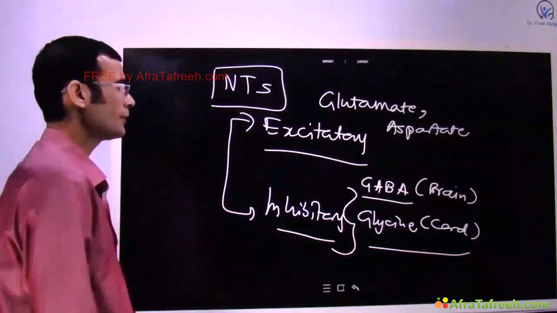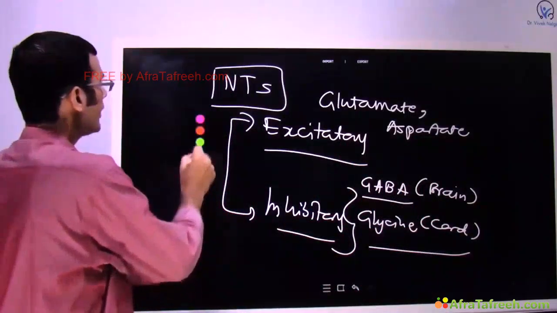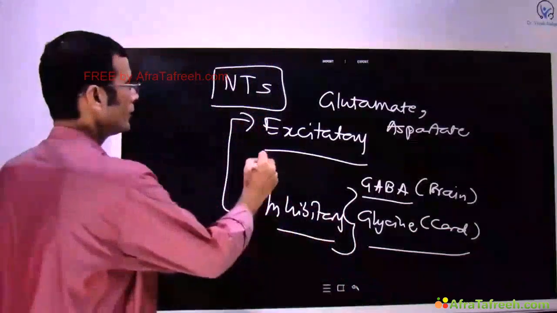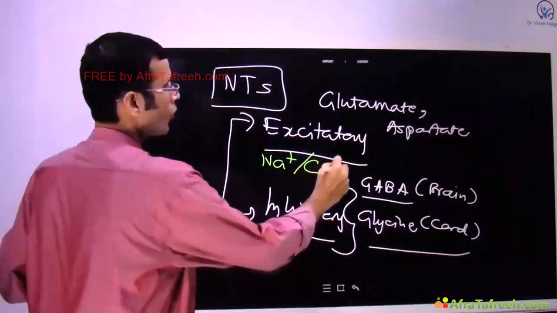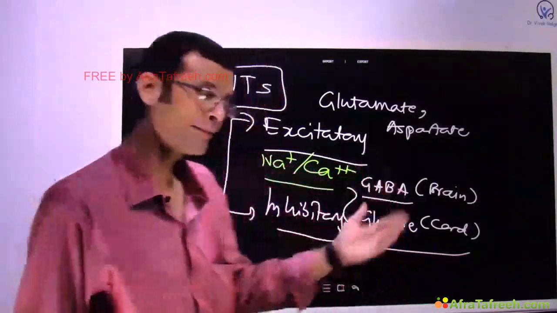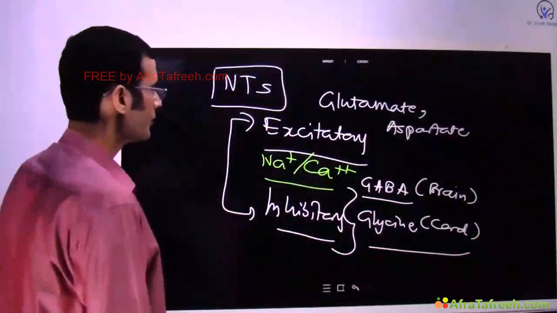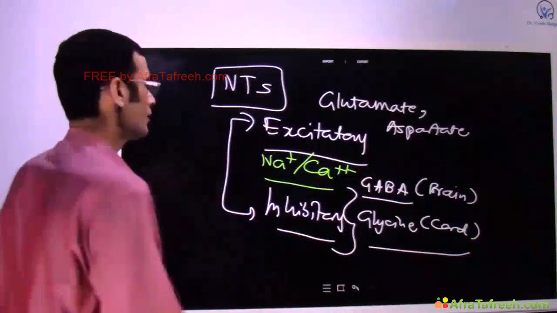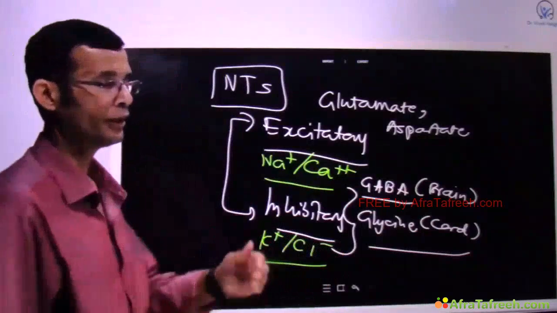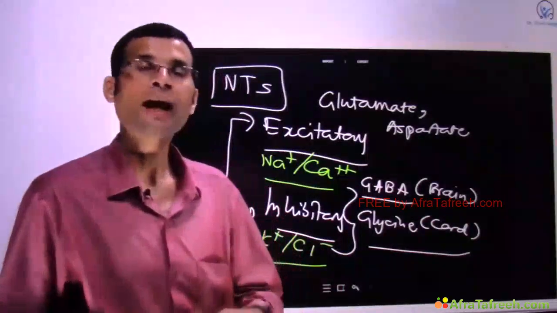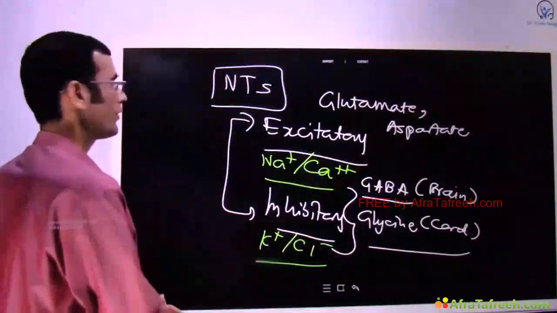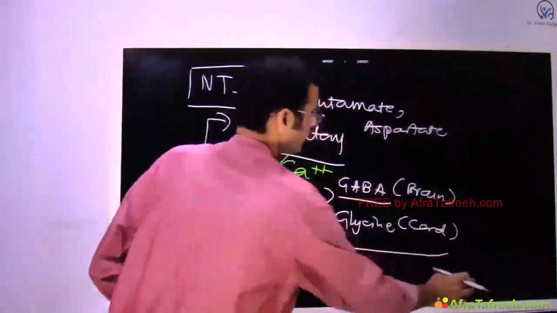These are the neurotransmitters. An excitatory transmitter is excitatory because it opens either sodium channels or calcium channels in the postsynaptic membrane. An inhibitory transmitter opens potassium channels or chloride channels in the postsynaptic membrane. So it will hyperpolarize the postsynaptic nerve. That is how it is an inhibitory transmitter. This is one basic classification.